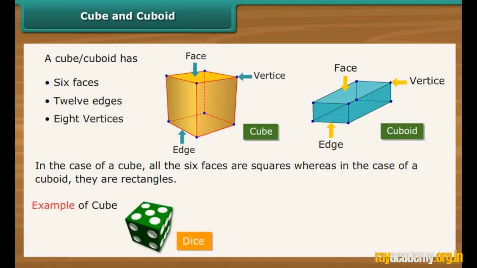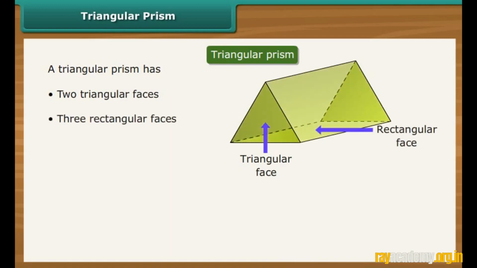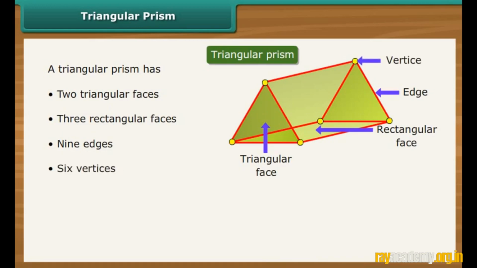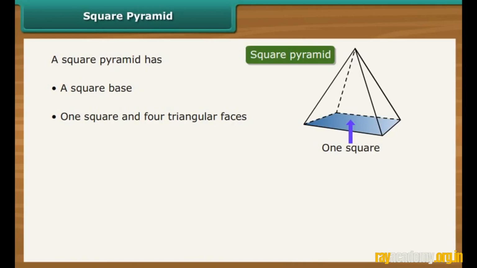Triangular prism. A triangular prism has 2 triangular faces, 3 rectangular faces, 9 edges, 6 vertices. An example of a triangular prism is a tent. Square pyramid. A square pyramid has a square base, 1 square and 4 triangular faces, 8 edges, 5 vertices. An example of a square pyramid is the Egyptian pyramids.